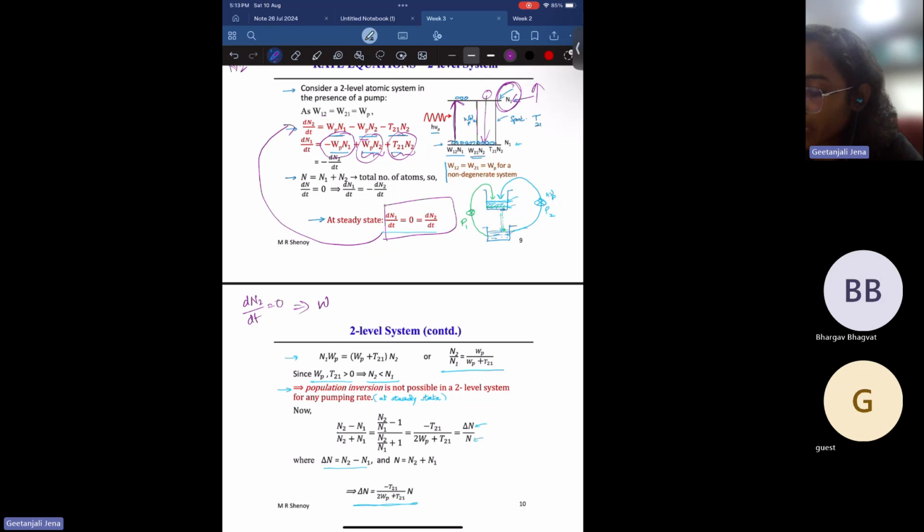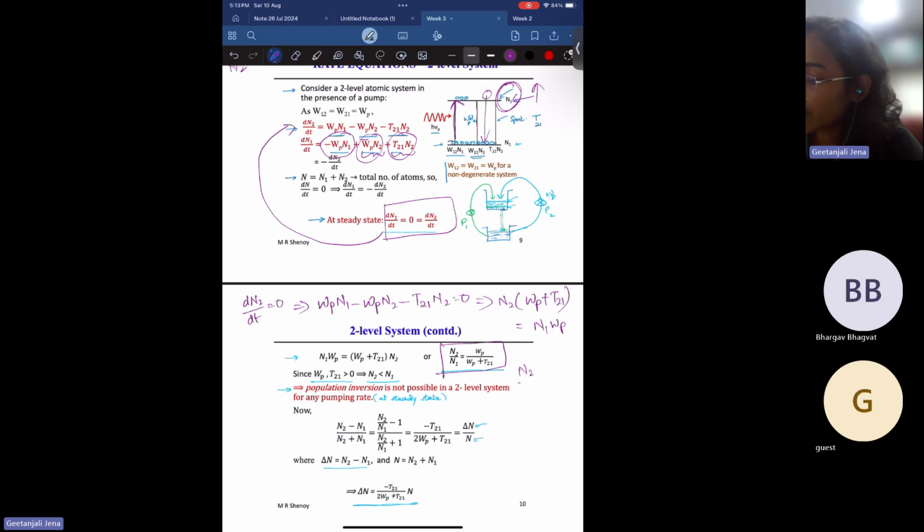So that means omega_p N1 minus omega_p N2 minus T21 N2 is 0. So from this we can easily find out how N2 is related to N1. So we will get N2 (omega_p plus T21) equal to N1 omega_p. So that means N2 by N1 will be omega_p divided by omega_p plus T21. So here if you see, this omega_p and T21, they are all positive.